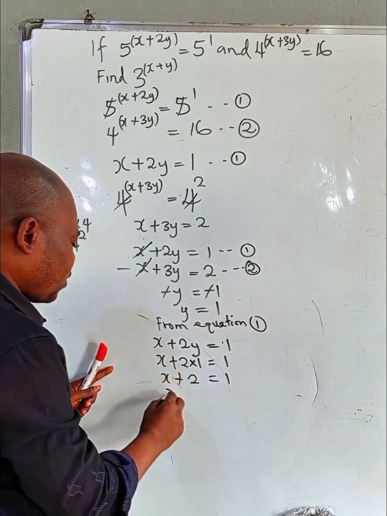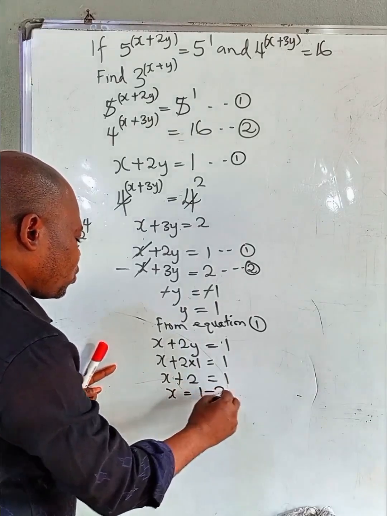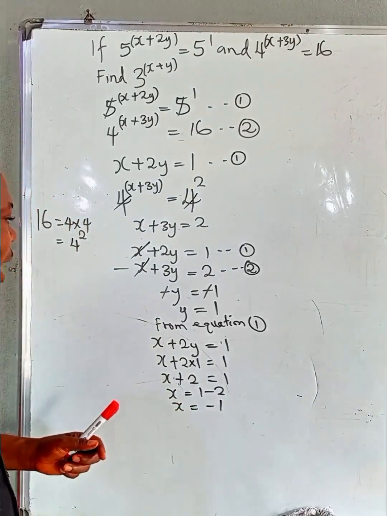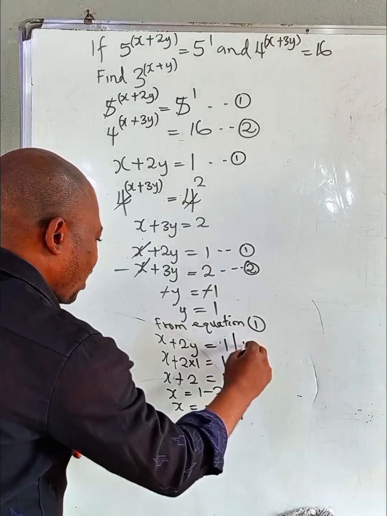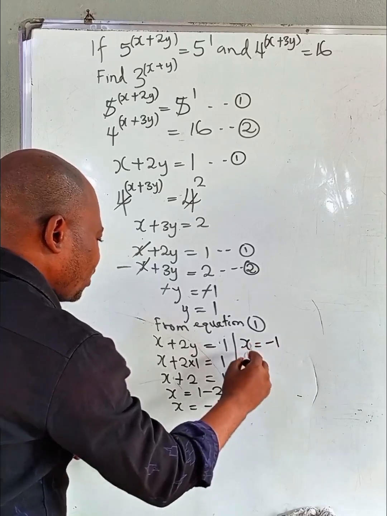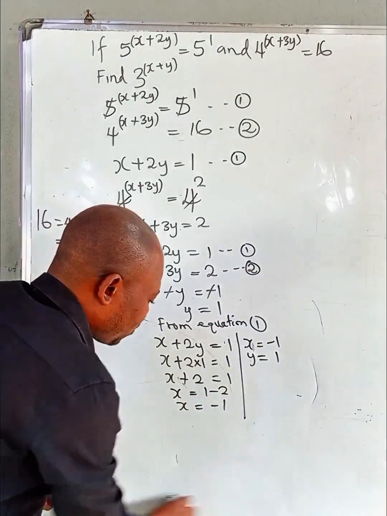Then we collect like terms. We have x equals 1, and when the 2 crosses over, it changes to minus 2. Then x is equal to negative 1. So x equals negative 1 when y equals 1. All right, so we have solved.